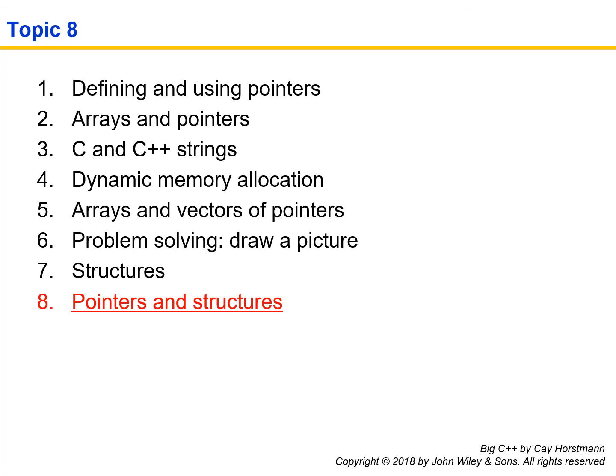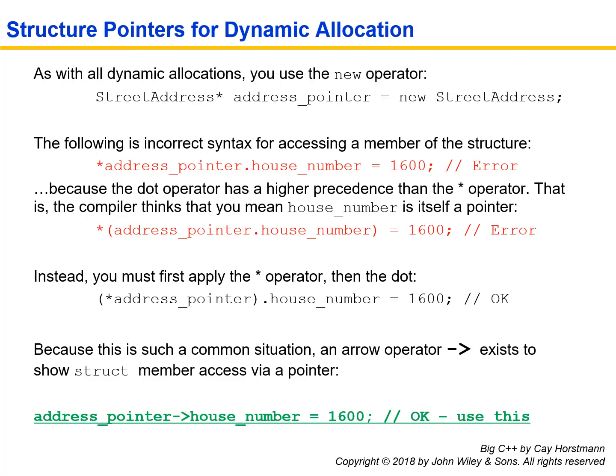All right. Finally, there's some special code that comes up when you want a pointer to a structure. As with all dynamic memory allocation, you can use the new operator to create a new structure. This is handy because some structures get to be very large, and it's better to allocate that memory on the heap than to make it a permanent part of your program's stack memory.